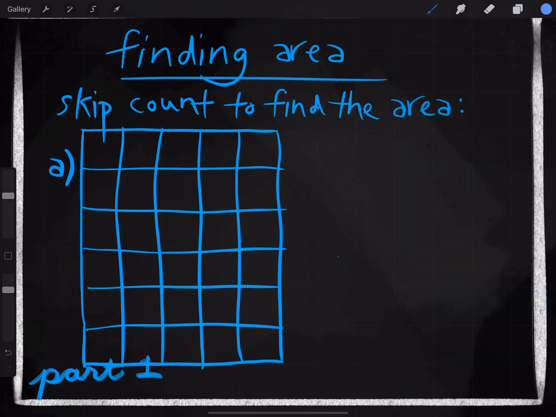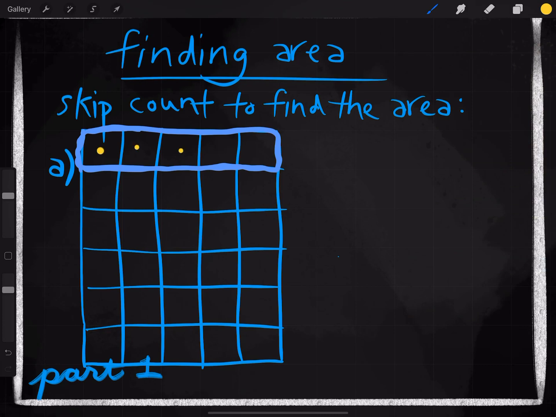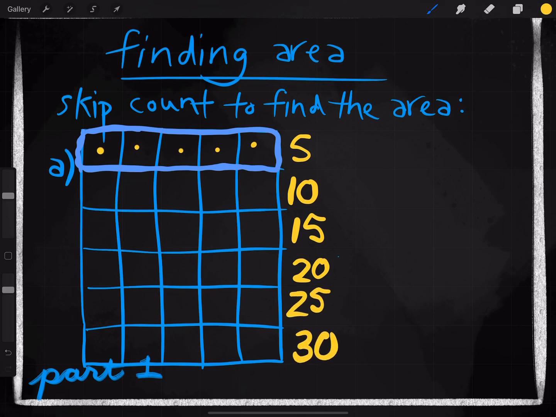Alright, here is a little practice: skip count to find the area. Go ahead and try this. Pause the video. Okay, we're going to go row by row. Here's this row. It has 1, 2, 3, 4, 5 in it. We'll add 5 more for the next row. 5 more. 5 more. 5 more. And 5 more. So its total area is 30 because there are 30 of these squares.